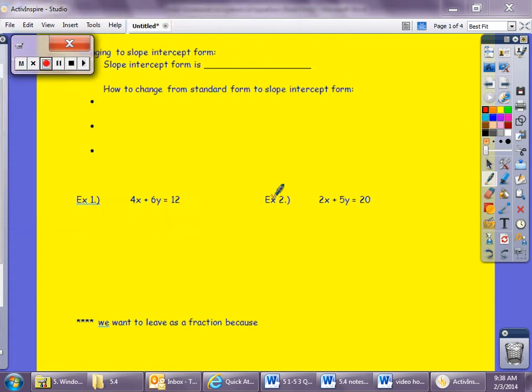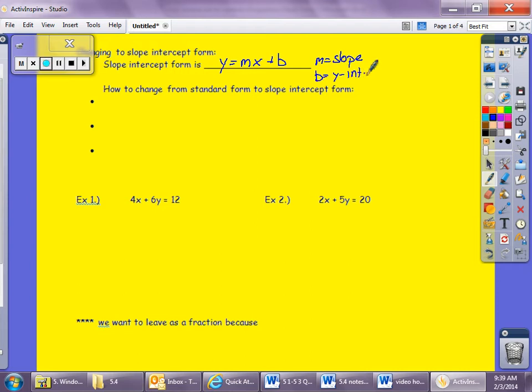Alright, some notes on our system of equations. The first thing, it says changing to slope-intercept form. Well, we know that slope-intercept form is y equals mx plus b, where m is the slope and b is the y-intercept. So we have our slope and we have our y-intercept.